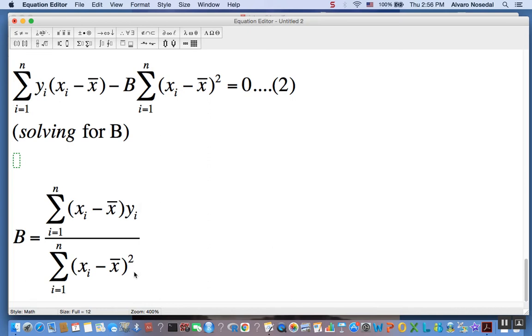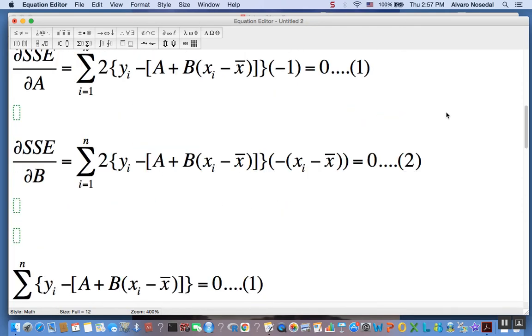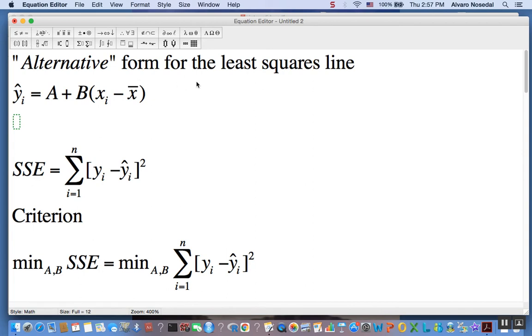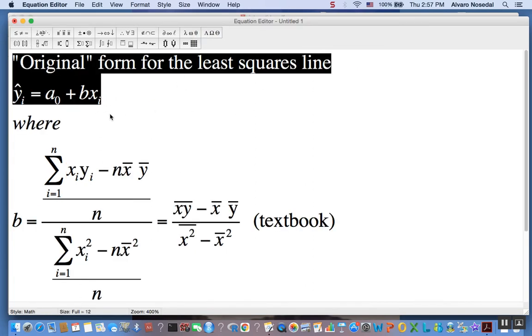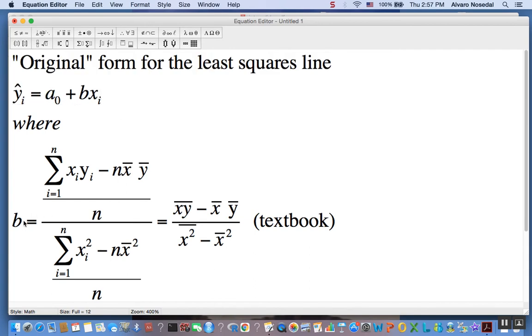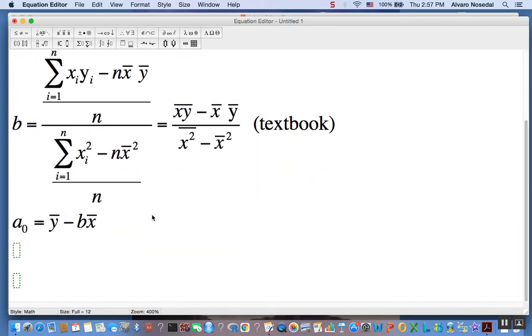Okay, now we had the old one, right? This is the alternative form of the least squares line, and we had the old one, right? And for this one, this is what we have for the slope, and this is what we have for the y-intercept. Okay?